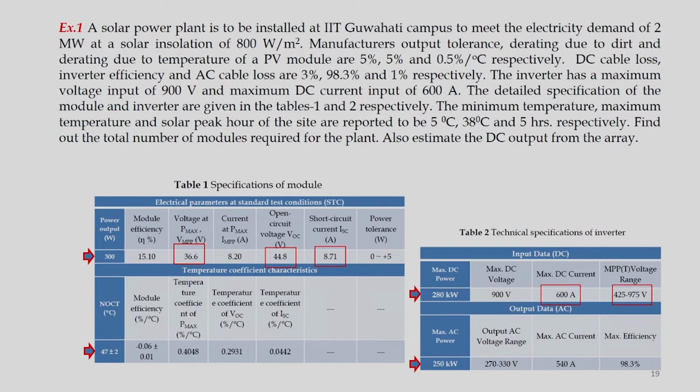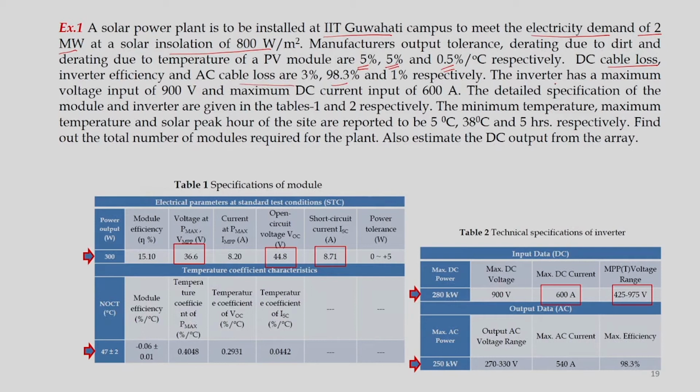So, let us now take an example so that you understand how this kind of problem can be solved. A solar plant is to be installed at, say, IIT Guwahati campus to meet the electricity demand of 2 megawatt at a solar insolation of 800 watt per meter square. This may be considered as global radiation. The manufacturer's output tolerance, derating due to dirt and due to temperature of the PV module are 5%, 5% and 0.5% per degree increase in temperature. DC cable losses are given, AC cable losses are also given.